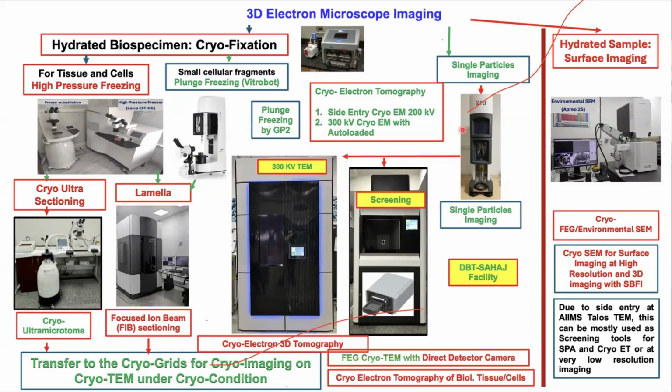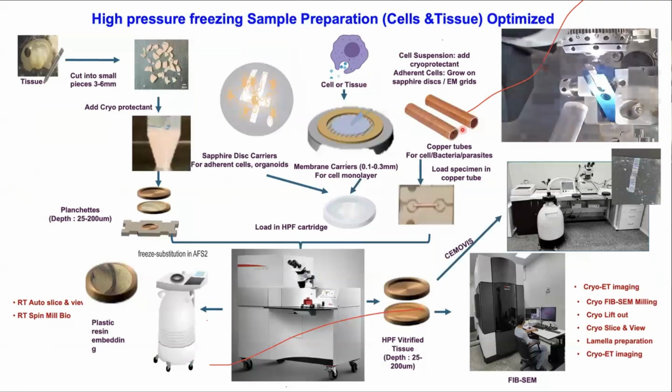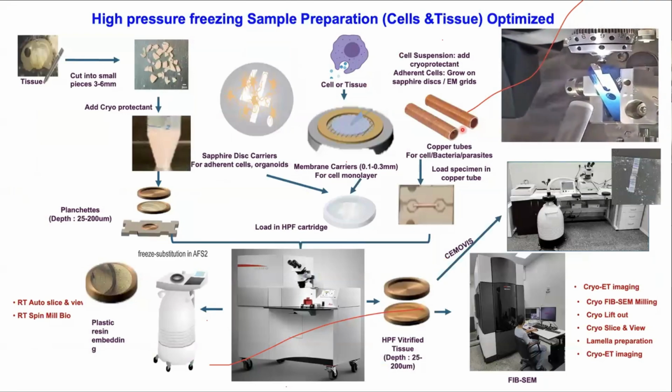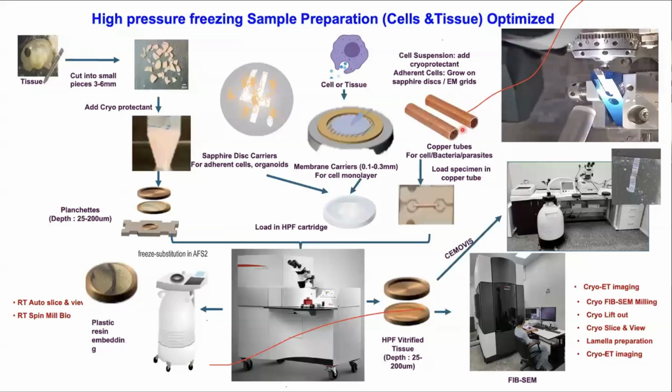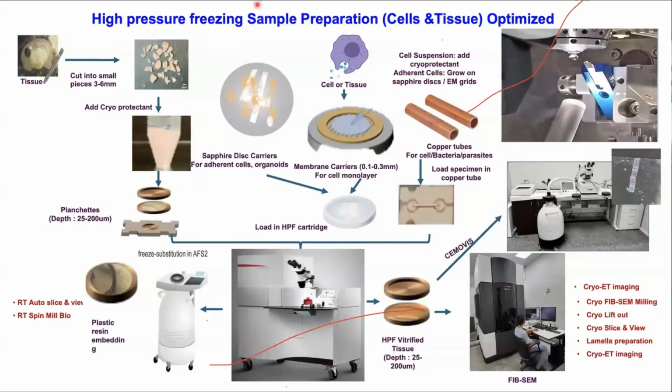FIB is used for 3D imaging either by slice and view options or by preparing the lamella. That lamella can go with the cryo-ET tilt series, and that's going to produce the 3D imaging or in situ structural evaluations. So the first part of this is to produce the vitrified tissues. And if your tissue is thicker, maybe more than 10 micron, then you have to go with the FIB system, and there are multiple ways to make it.